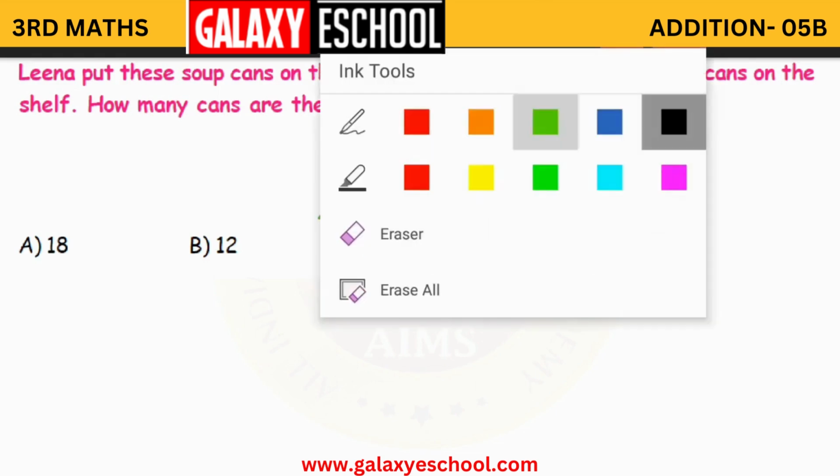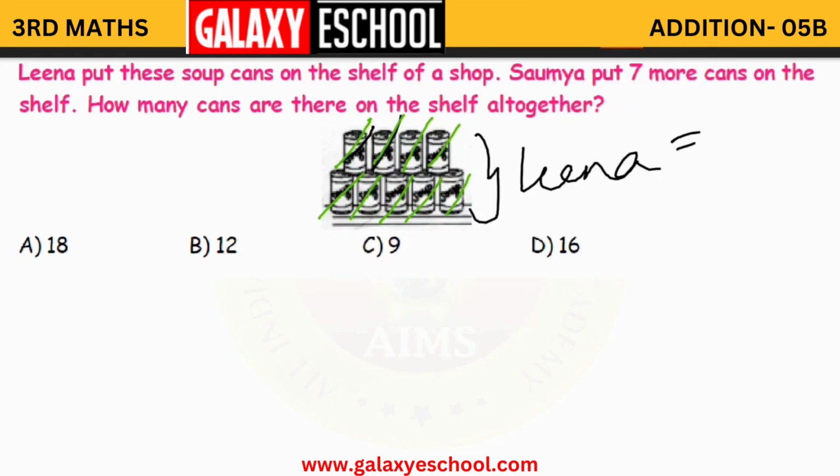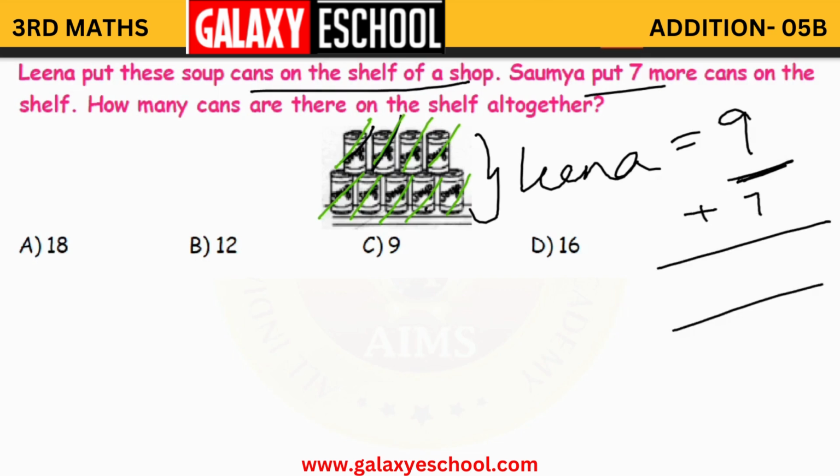How many did Lena keep? Lena kept 9 cans on the shelf. Again, what did Soumya do? Soumya put 7 more cans. Now how many cans are there all together? Again add these two numbers. 9 plus 7 gives us 16.